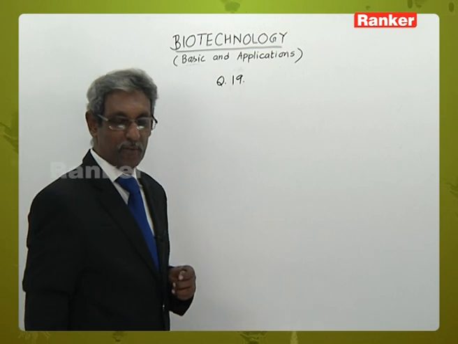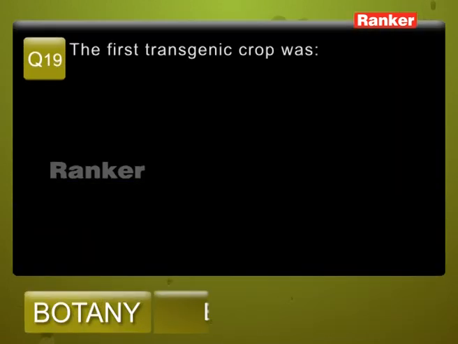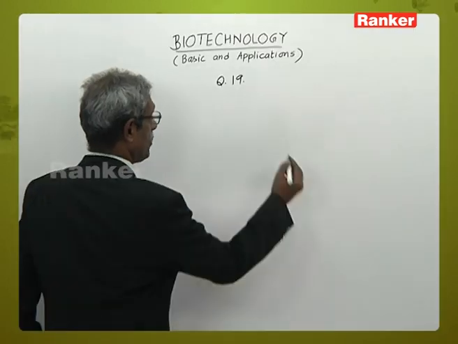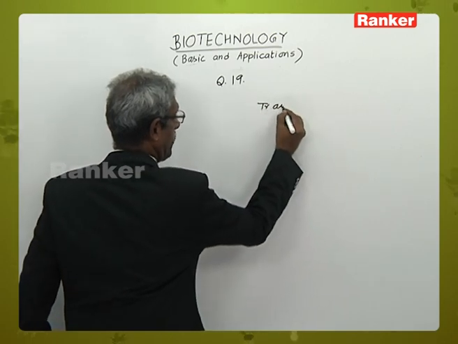Answer is B. Question number 19 states the first transgenic crop. The first transgenic crop has been with relation to tobacco.